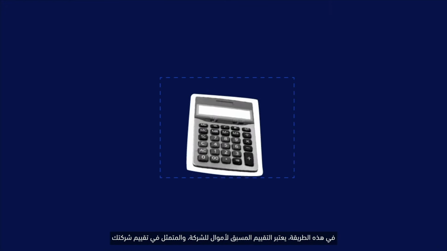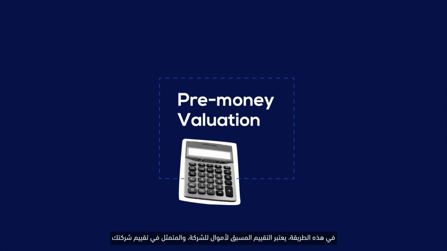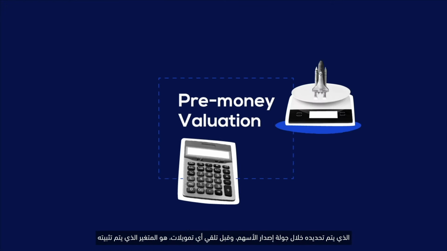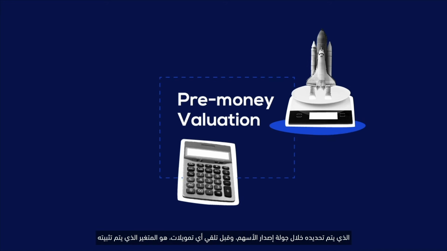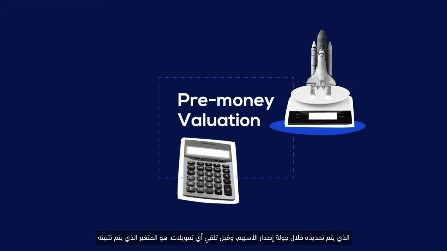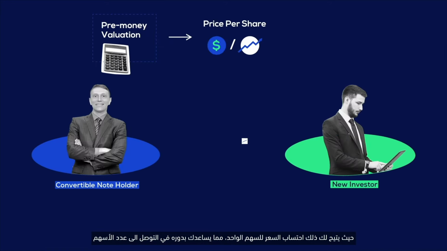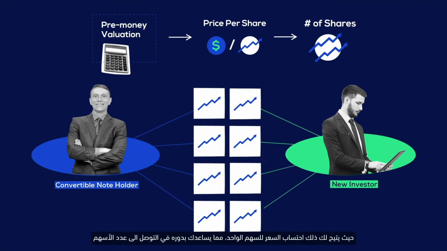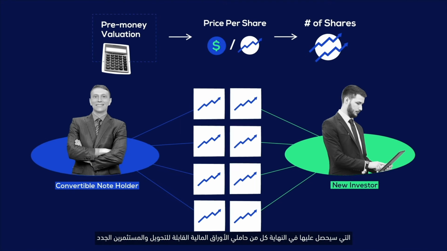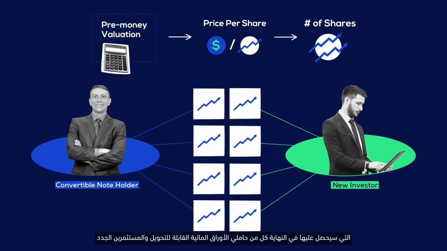In this method, the pre-money valuation, or the company valuation that is determined during your equity round before receiving any financing, is the variable that gets fixed. This allows you to calculate the price per share, which in turn helps you find the number of shares the convertible note holder and the new investor will eventually receive.